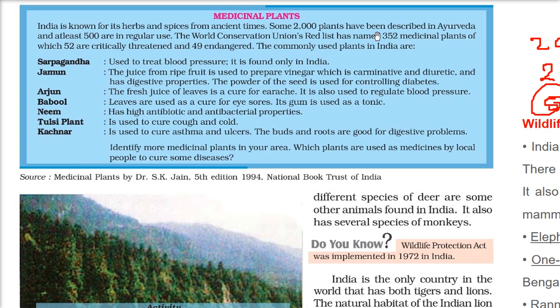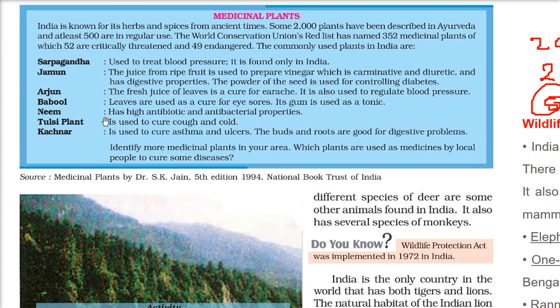And there are certain medicinal plants. There are around 2000 plants which are described in Ayurveda, and 500 we use regularly. The World Conservation Union Red List has named 352 medicinal plants, 52 of which are critically threatened, and 49 are already endangered. So what plants do we generally use, just to give you an idea: Sarpagandha for blood pressure, Jamun, which has very good digestive properties and helps control diabetes, Arjun, and the fresh juice of its leaves can cure earache, कान की दिक्कतें इसको ठीक करता है.